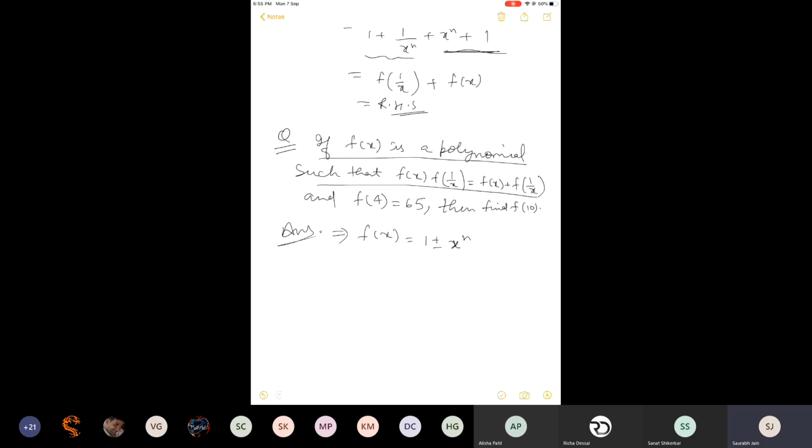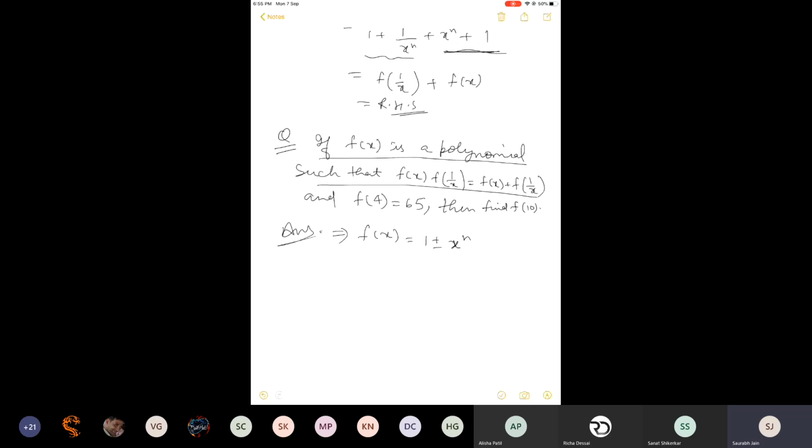So f(x) is 1 plus or minus x to the power n. This is what I told you. Now, on the basis of the given value, f(4) is 65, we will find whether the plus or minus sign is coming, and also we will get the idea of n from this relation. Since f(4) is 65, put x equal to 4 here. So that will be 1 plus or minus 4 to the power n. In place of x I am putting 4, and from here I will make two cases: in one case plus and in the other case the negative sign.